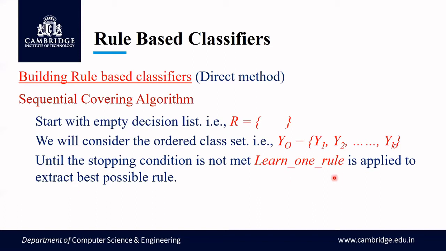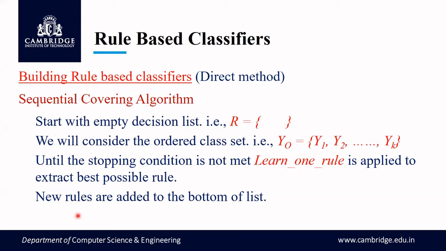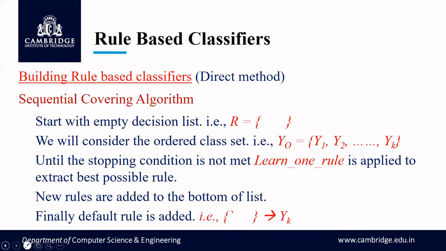And then once this is done, the new rule or the new rules, as and when I'll be deriving them, I'll be putting them to the bottom of the list. So first rule and then the next rule is added next, because I have to derive it as a decision list, right? That is the ordered rules. So new rules are added to the bottom of the list. Once the stopping condition is met, when I come out of this learn one rule function, at the end, in order to have that exhaustiveness, I will be adding a default rule also.